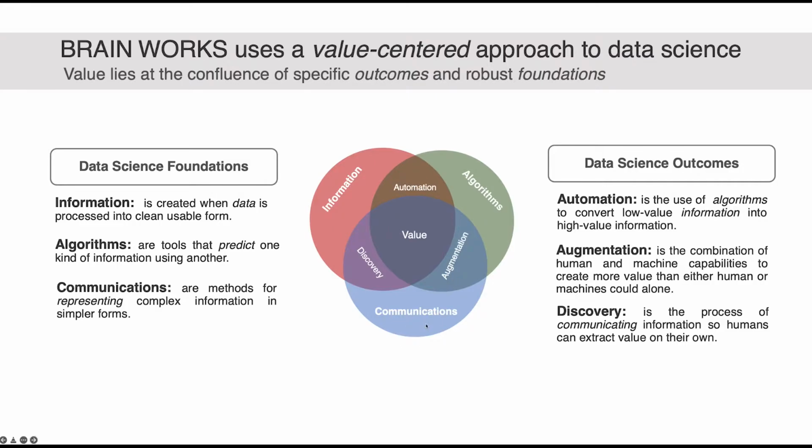And then, of course, there's communications. And these are methods for representing complex information in simple forms. These are what empower the discovery as well as the augmentation outcomes within data science. And it's at the nexus of these three, when you can provide automation when required, augmentation when required, and discovery when required, that you achieve ultimately value through data science. Now, web application development is an absolute must, absolute must if you want to do the discovery, the augmentation, and the communications piece of this. There's no way around it in most cases.